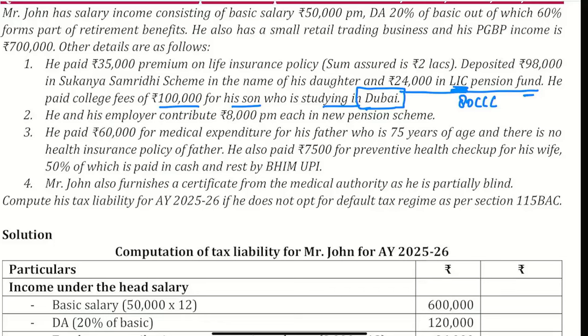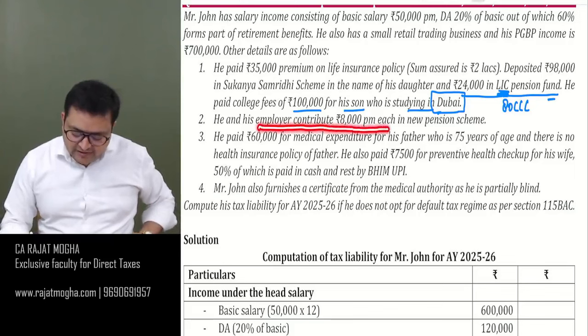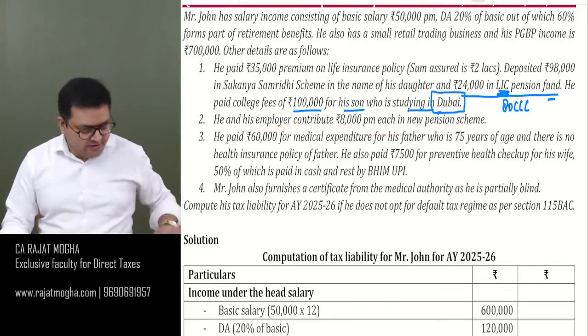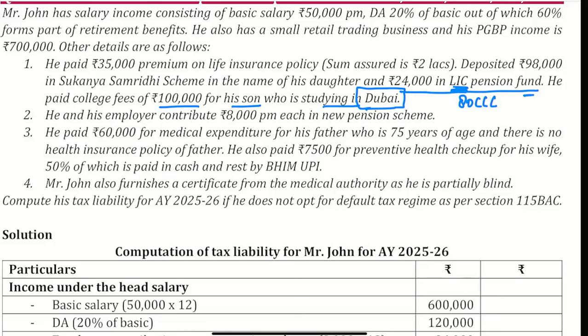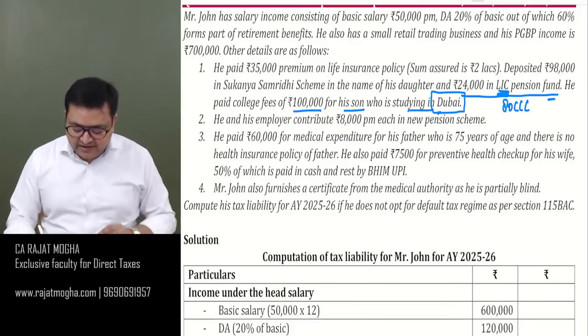Now, he and his employer contribute 8,000 per month each in the new pension scheme. So we understand we have 80CCD1 and 80CCD2 also. Third point, he paid 60,000 for medical expenditure for his father. I will explain this in 80D. Okay, this is all related to 80D, health insurance, etc. Mr. John also furnishes a certificate from the medical authority as he is partially blind. Now this person is also partially blind and he furnishes a certificate.